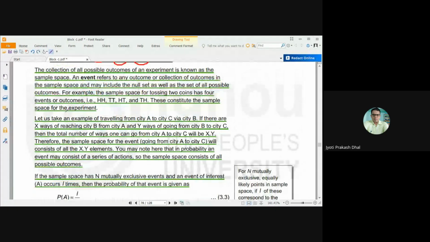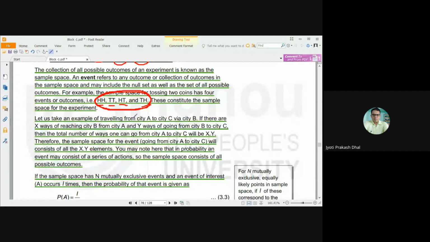Event means outcomes. The four outcomes may be head-head, head-tail, tail-head, tail-tail. So these are the four outcomes or four events of tossing two coins simultaneously. These constitute the sample space for the experiment. So all the possible outcomes or all the possible events are called the sample space.